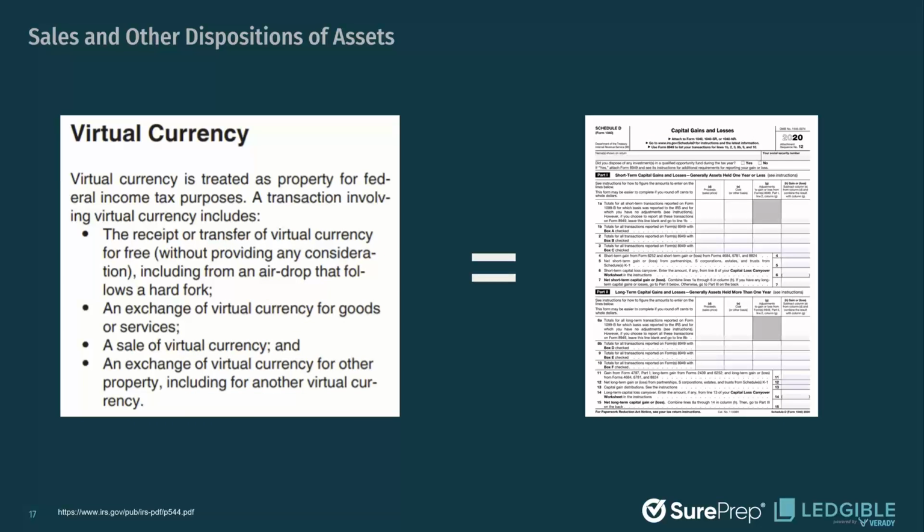And then the big one is around the sale or disposition of assets. So if you're exchanging crypto for goods, or you're selling crypto, or you're even trading one crypto for another crypto, like from Bitcoin to Ether, those are all considered to be capital gain and loss transactions, and all the capital gain and loss rules apply. And we'll dig into a little more detail about that as we go along.